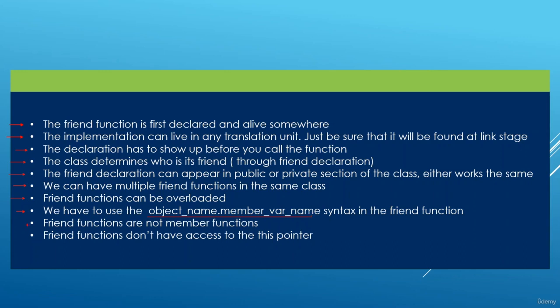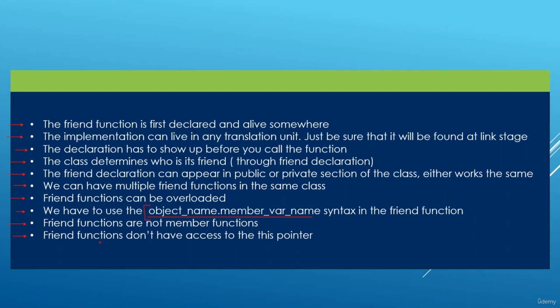Another thing you should know is that friend functions are really not members of the class. Even if the declaration shows up inside the class, they are not member functions. They don't have direct access to our member functions. That's why they have to go through the syntax we just described here. And because they are not member functions, they don't have access to the this pointer. So keep these things in mind and you're going to be fine using friend functions.